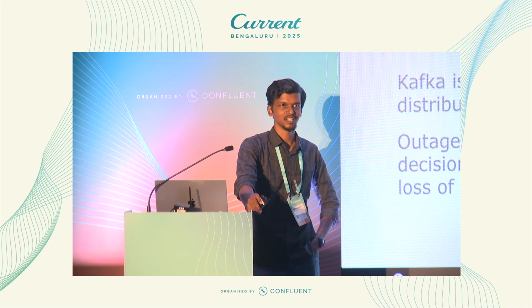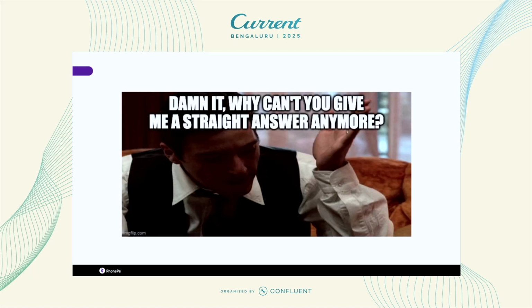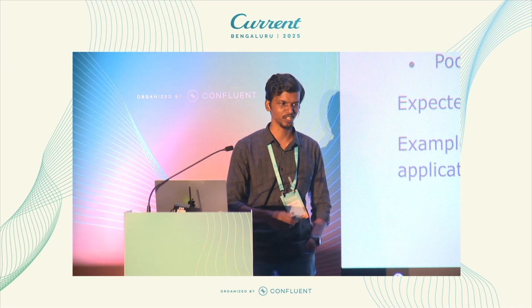One other aspect that I want to call out is that sometimes when critical Kafka clusters go down, it can impact even unconnected flows, because we also use it for telemetry solutions, which will make us go blind. So this can result in loss of millions of dollars. Okay, I know everybody wants a straight answer, so we will get to it.